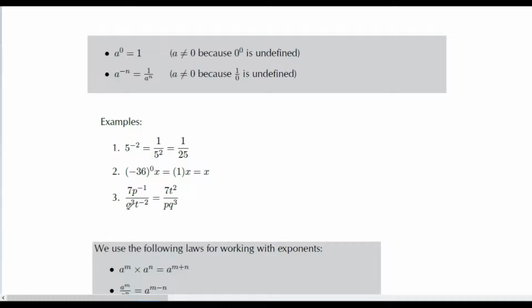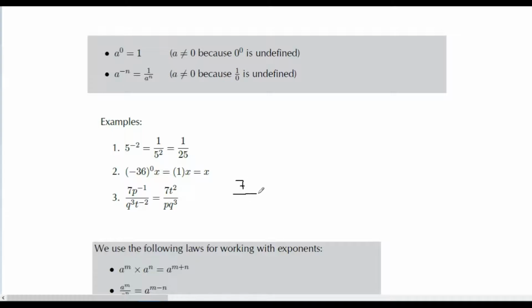And then the third example, 7p to the minus 1 all over q to the 3 t to the minus 2. So we see this negative exponent, so what we're going to do is move p to our denominator, and then notice the t here. Now the t squared would normally go to the denominator, so I'll just show you how we get to that point. So we have 7.